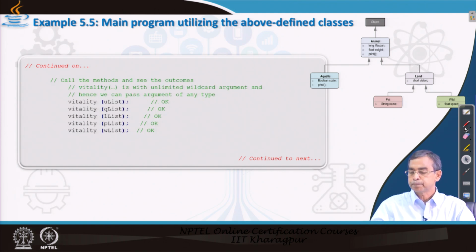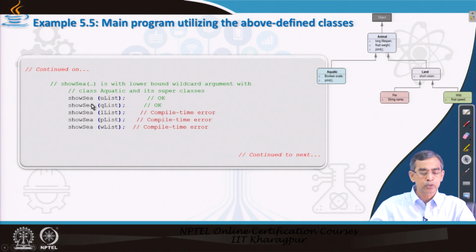Now, here you see the vitality method we have declared with the unlimited wildcard arguments. This means that it is applicable to whatever list it is. So, all the calls are applicable to this vitality method. However, if we call the methods which are declared in each class, it may work depending on the arguments or its bounding. Now, here is one example that you can see.